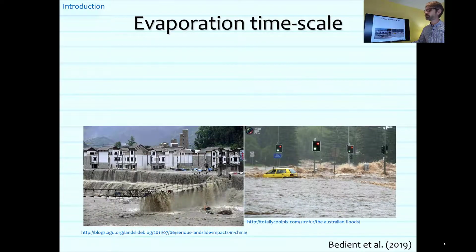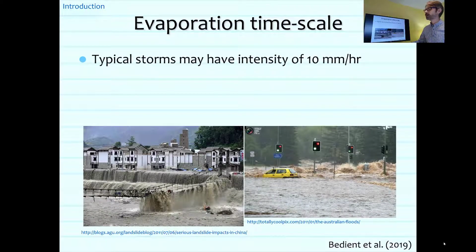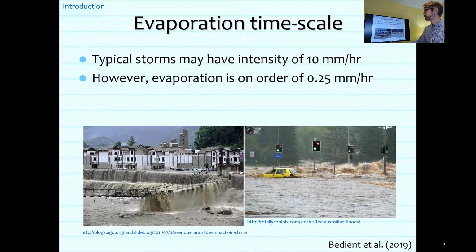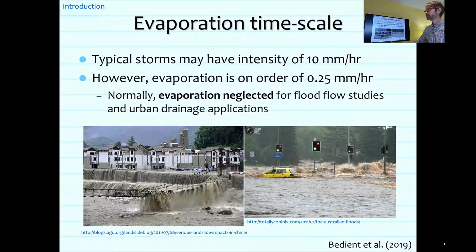I already alluded to the evaporation timescale, but to be a little bit clearer, typical storms may have an intensity of, say, 10 millimeters per hour. Okay, these are some very large storms and the runoff in the aftermath. However, evaporation is on the order of about 0.25 millimeters per hour. And so normally evaporation is neglected for flood flow studies and urban drainage applications. And you can see why. I'm not going to have less of a problem an hour later because of evaporation.